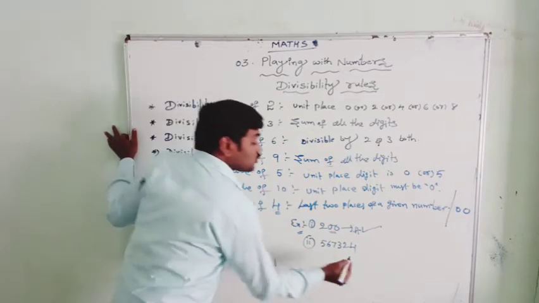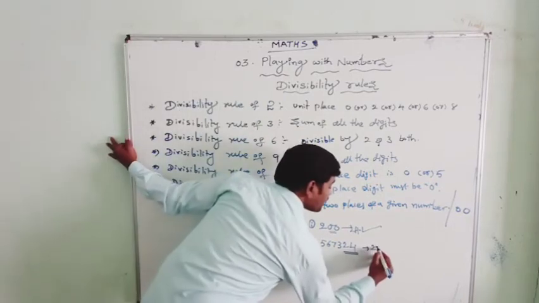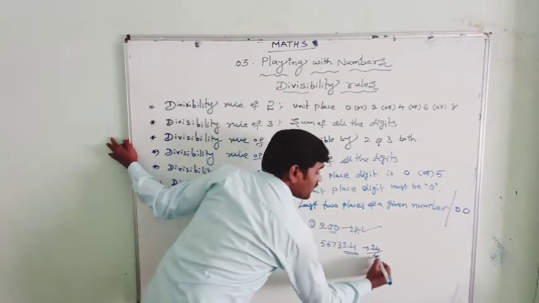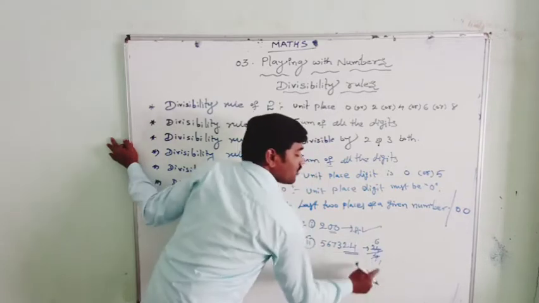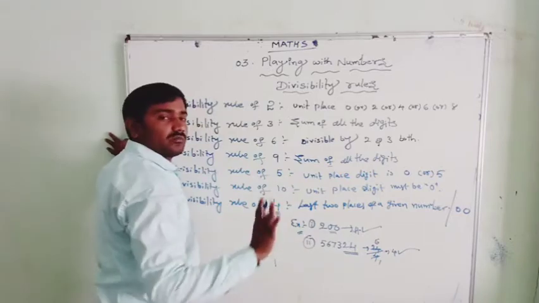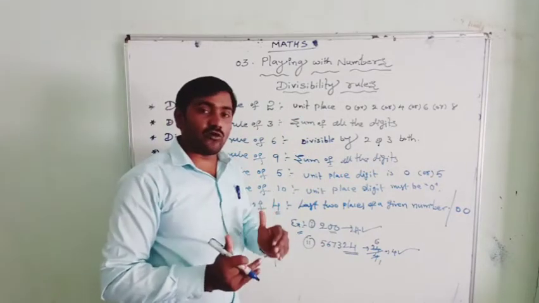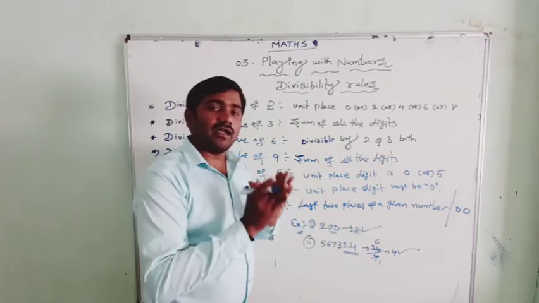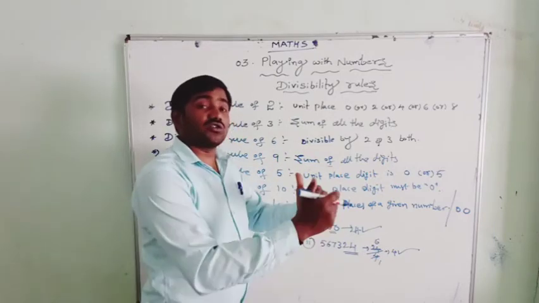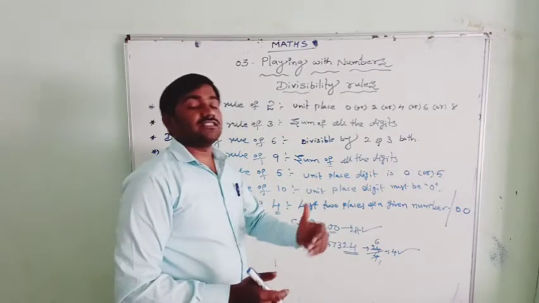To check that, we take the last two digits. What are the last two digits? That is 24. If this 24 is divisible by 4, then the number is divisible by 4. 4 sixes are 24, so it is divisible by 4. So if the last two digits of a given number are divisible by 4, then the whole number is divisible by 4. Or if the last two digits are 2 zeros, then it is divisible by 4.